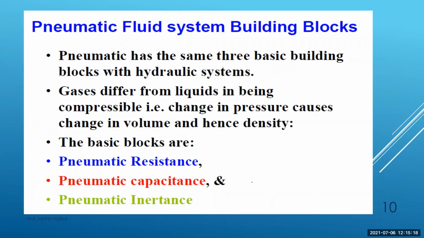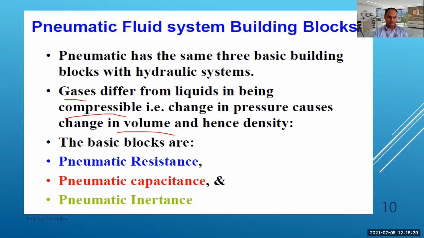Pneumatic systems. Now in this case, pneumatic systems have some building blocks, and only one thing will be the difference, that is gases are compressible. So change in pressure will cause the change in volume also. The basic blocks will be pneumatic resistance, pneumatic capacitance and pneumatic inertance. We are going to consider that the gases are compressible, so there will be change in pressure, and then there will be change in volume also.